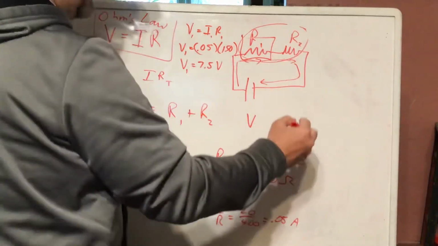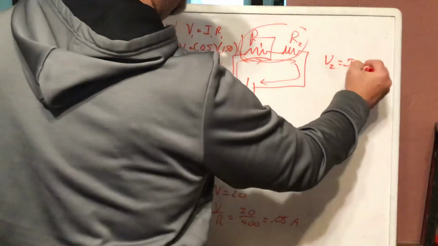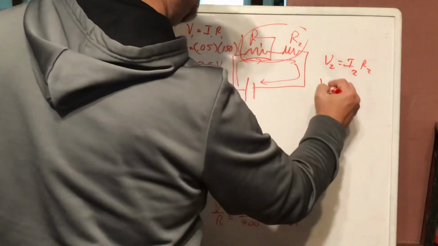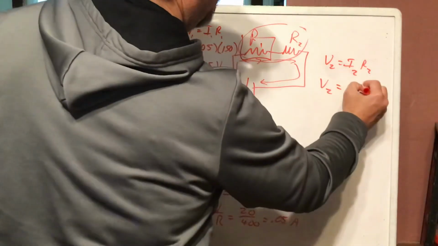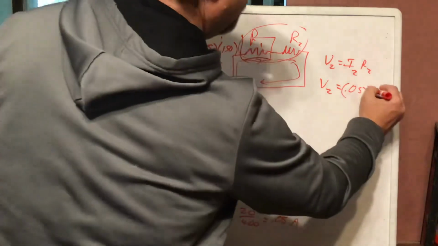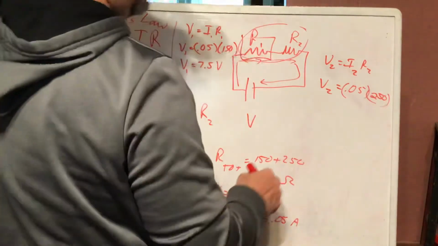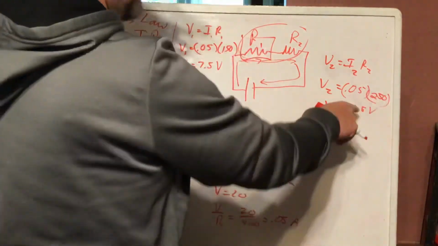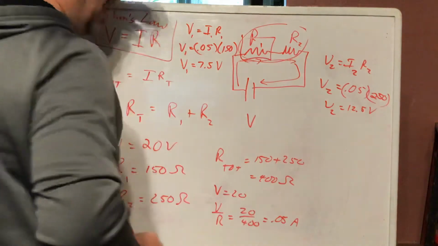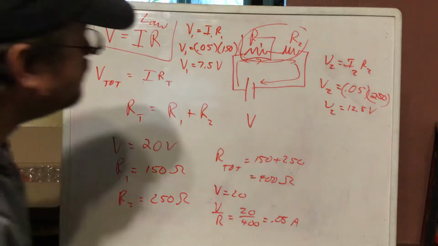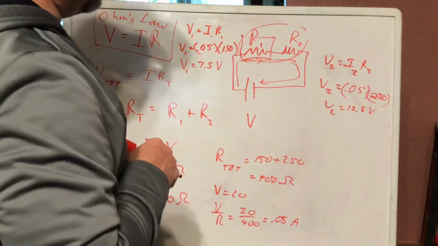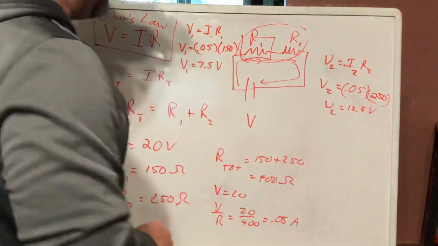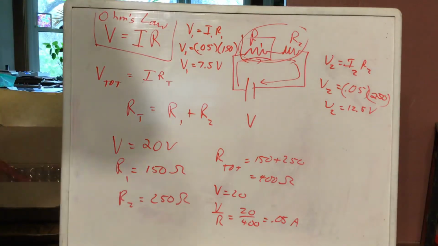How much voltage is across the second resistor? Well, V2 will be the current 2, and current 2 and current 1 are equal to each other, times R2. Current is 0.05, R2 is 250, and when I do that math, I get 12.5 volts. And of course the 12.5 plus the 7.5 adds together to give me 20, as it should. And we can say there's 7.5 volts dropped across the first resistor, 12.5 volts dropped across the second resistor, and overall there's 50 milliamps of current running through the circuit everywhere.